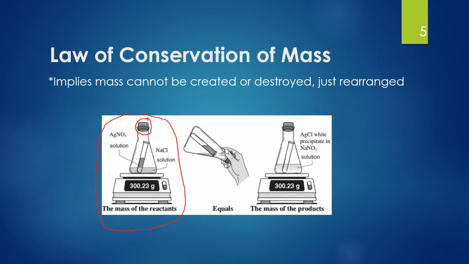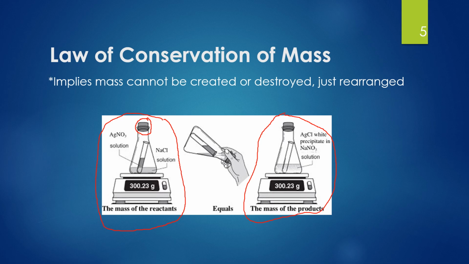So when we put the reactants into the flask, the mass of those reactants is going to equal the mass of the products. Why is the mass of the reactants going to equal the mass of the products? It's due to the law of conservation of mass. It's saying mass cannot be created or destroyed. It's just rearranged. So when we do a reaction with the silver nitrate and sodium chloride in this case, those atoms might be rearranged to form new compounds, but we're not losing any mass in the process, especially if we have a closed system.